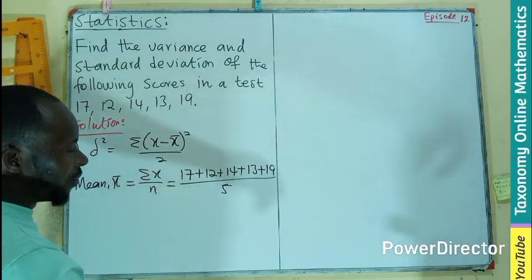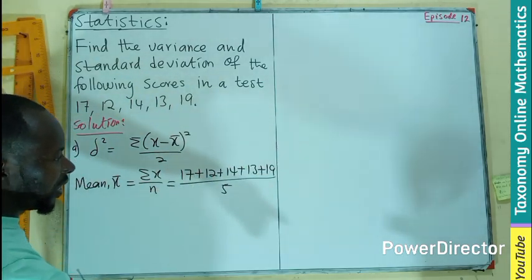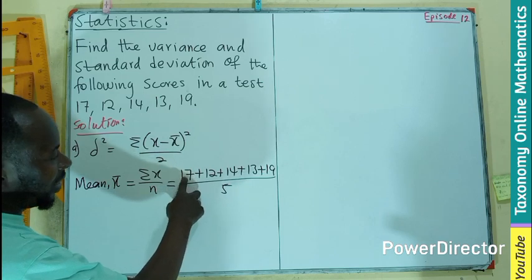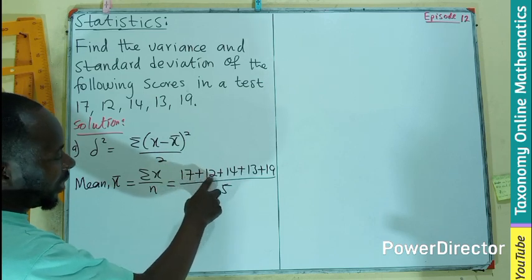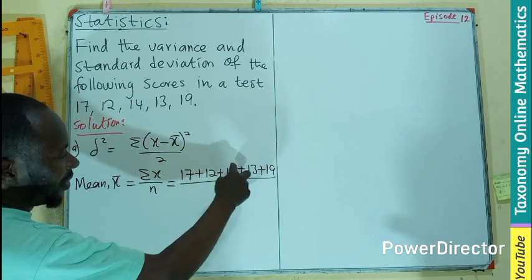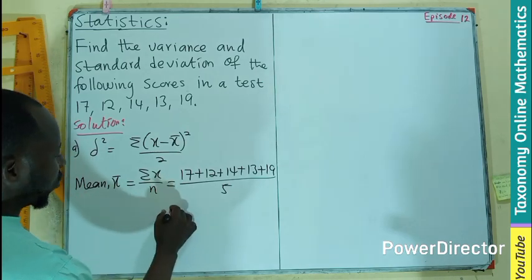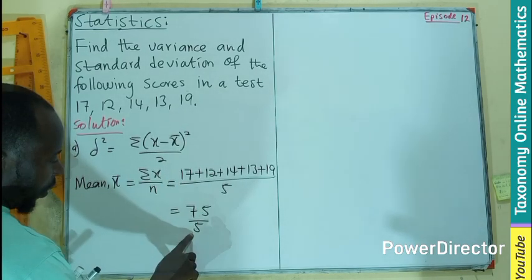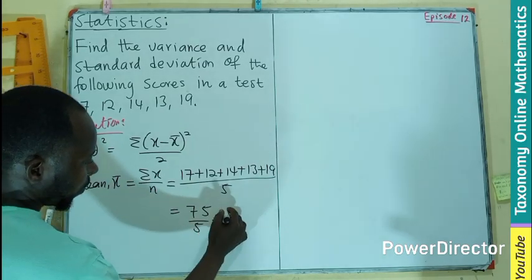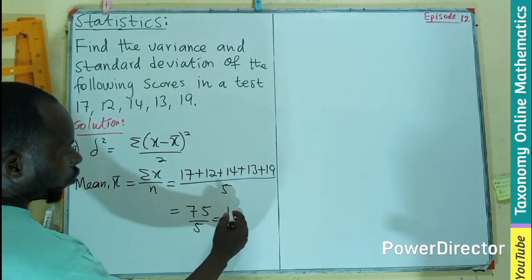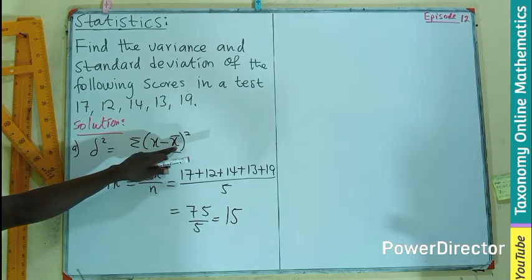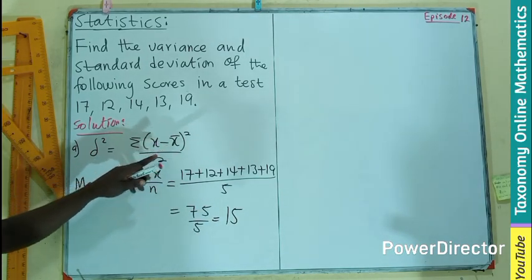They all begin with 1, so that is 50 plus this 10, 60, 70, 75. So I will be having 75 divided by 5. 5 goes into 7 once, remainder 2, so we have 15. Knowing the value we have here, the next thing is to find the deviation.